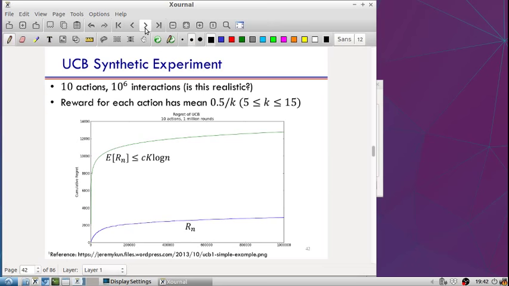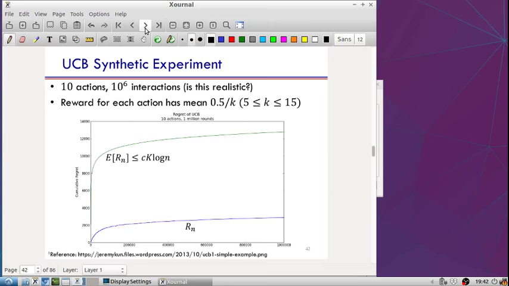I think it is. I don't remember if it's Bernoulli or uniform, whatever. So there's a mean, mu 1, mu 2, up to mu k. Okay. And this is the cumulative regret that I'm plotting.